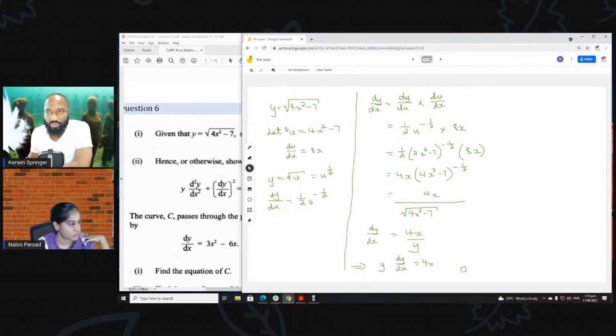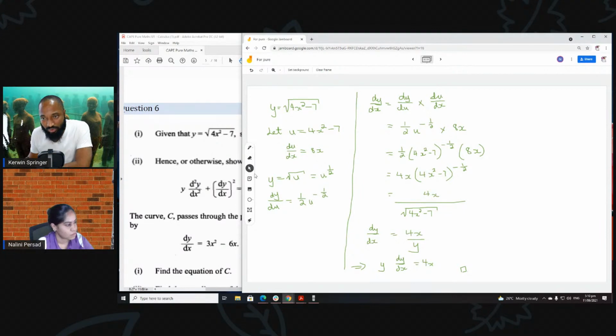So let me just run through this question again one more time. I think implicit differentiation is coming in Unit 2. Y is equal to the square root of 4x squared minus 7. Substitute u is equal to 4x squared minus 7. Anytime you make the substitution, you differentiate one time. So y is equal to the square root of u. Following through with the substitution, differentiate now. So dy du is equal to half u to the power of negative a half.